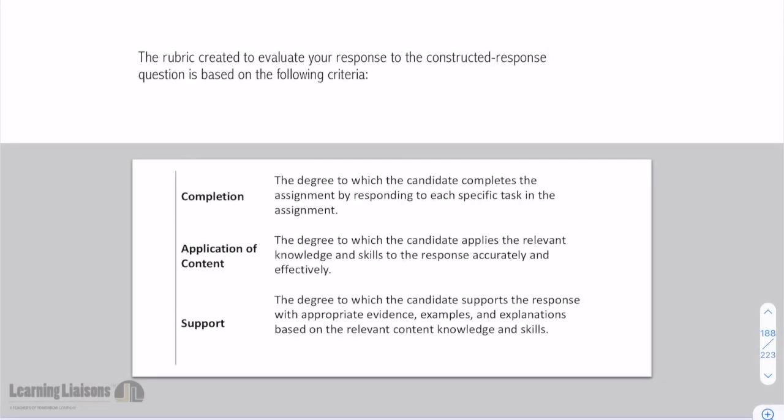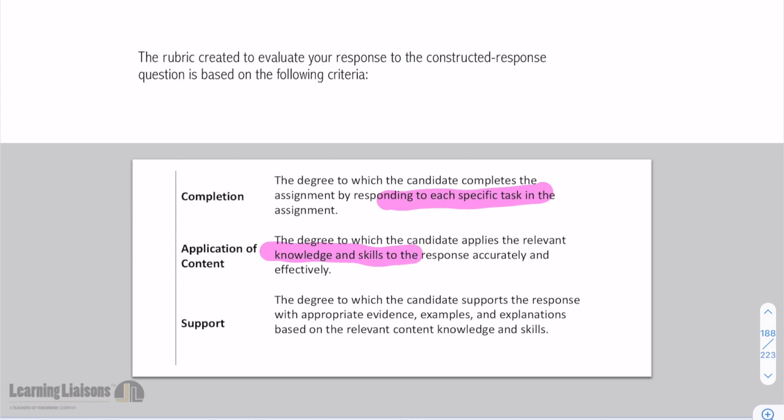All right, so the rubric is created to evaluate your response to the constructed response question, and it's based on the following criteria. Completion, the degree to which the candidate completes the assignment by responding to each specific task in the assignment. So here you have got to make sure you respond to every single part. Application of content, the degree to which the candidate applies the relevant knowledge and skills to the response accurately and effectively. So here you're proving that you know what you're talking about.